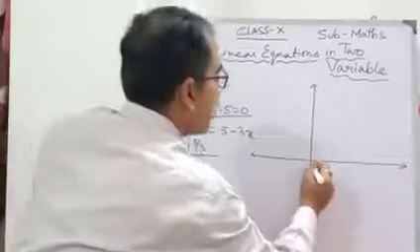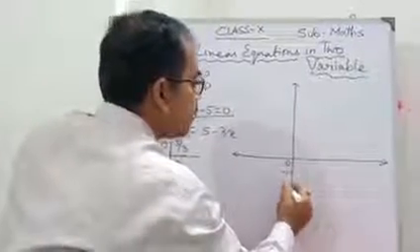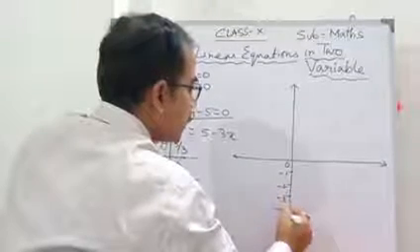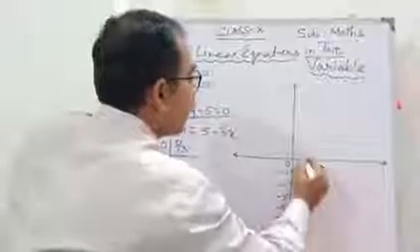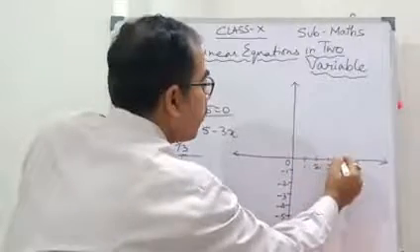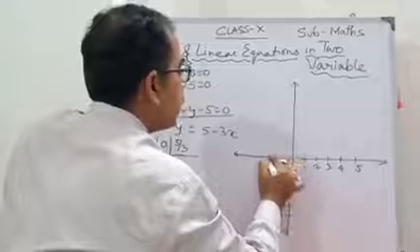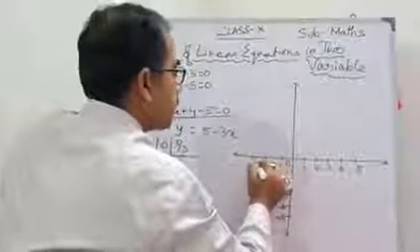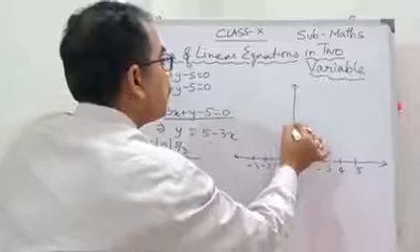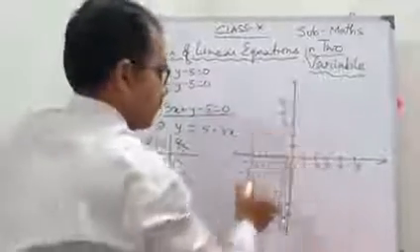So let us start. Suppose this is 0, this is minus 1, minus 2, minus 3, minus 4, minus 5. Let it be 1, 2, 3, 4, 5 on the other side. Let it be minus 1, minus 2, minus 3. Up to this much is enough. 1, 2, 3, 4, 5.